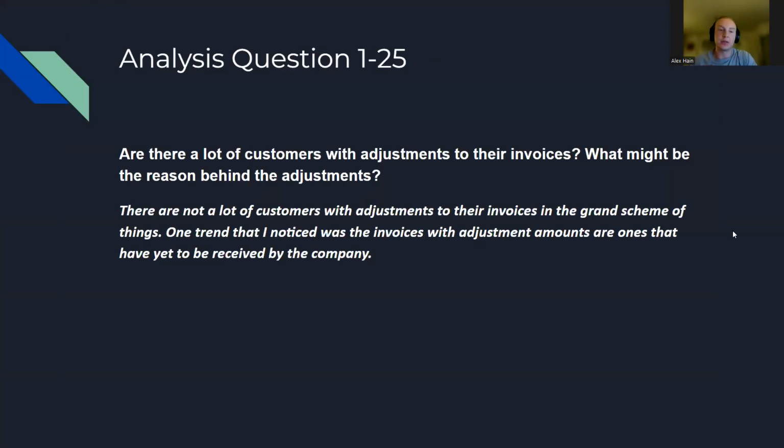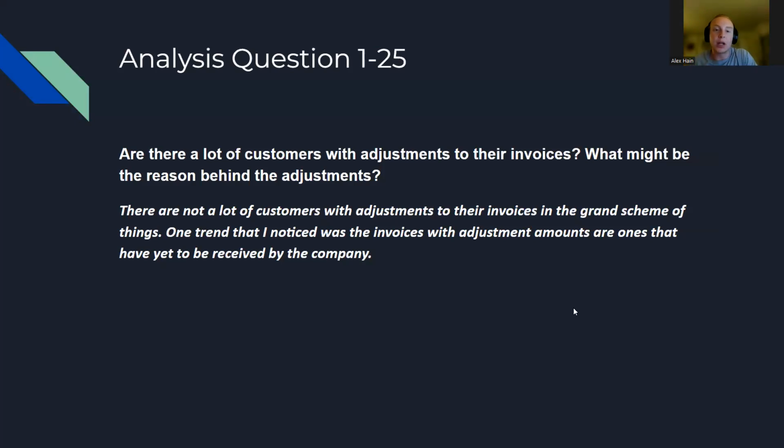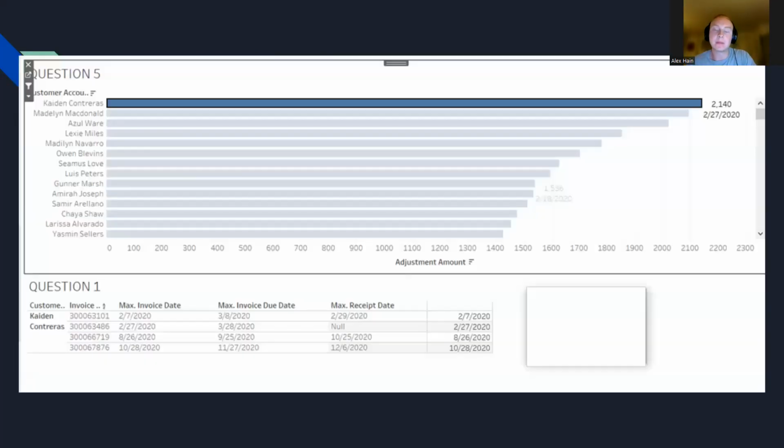And my last question for this first part: are there a lot of customers with adjustments to their invoices, and what might be the reason behind those adjustments? I noticed that when I put it together in Tableau, there weren't a whole lot of customers with adjustments to their invoices in the grand scheme of things. The one trend I did notice was that the invoices with adjustment amounts were ones that had not yet been paid or been received by the company.